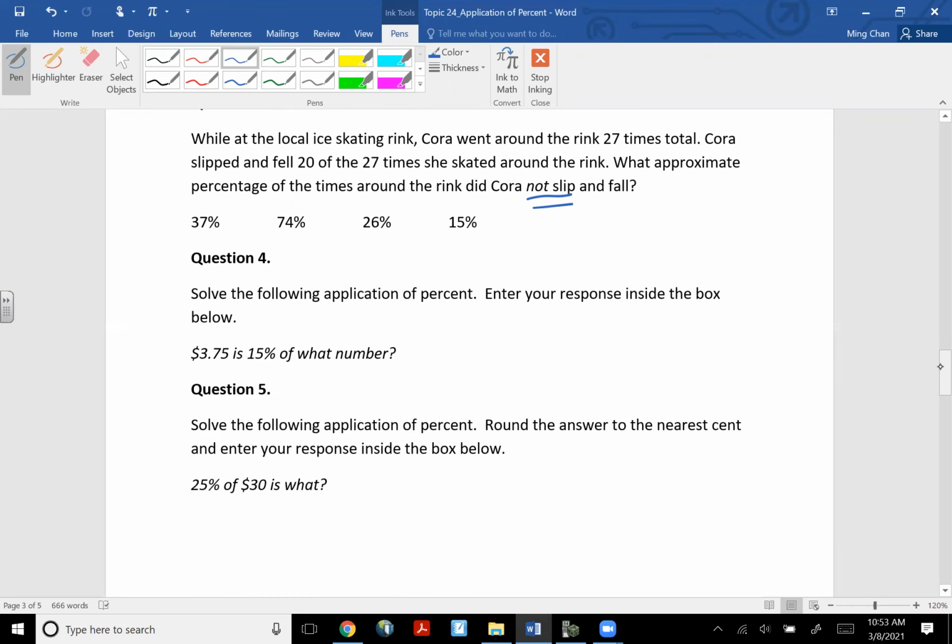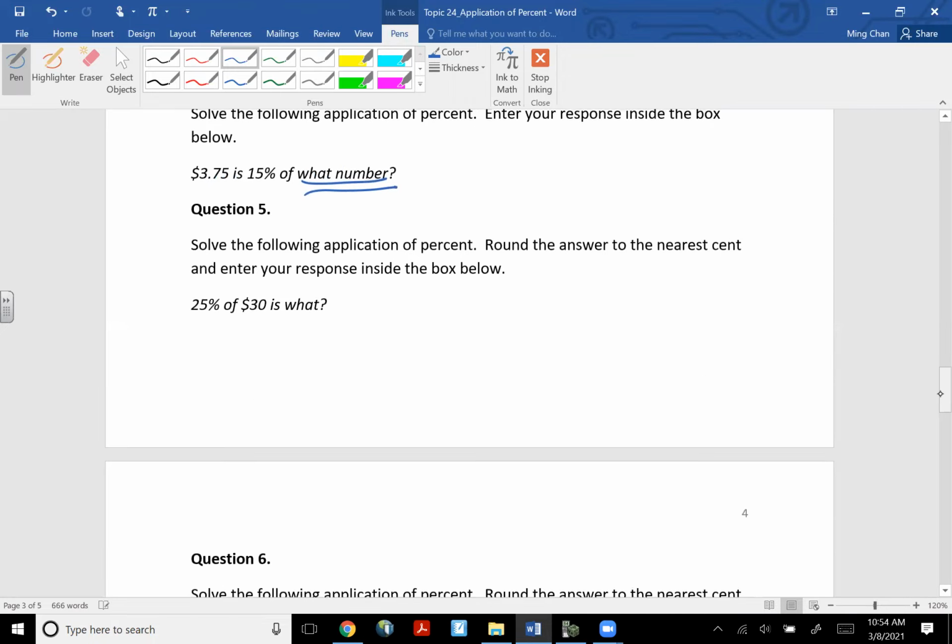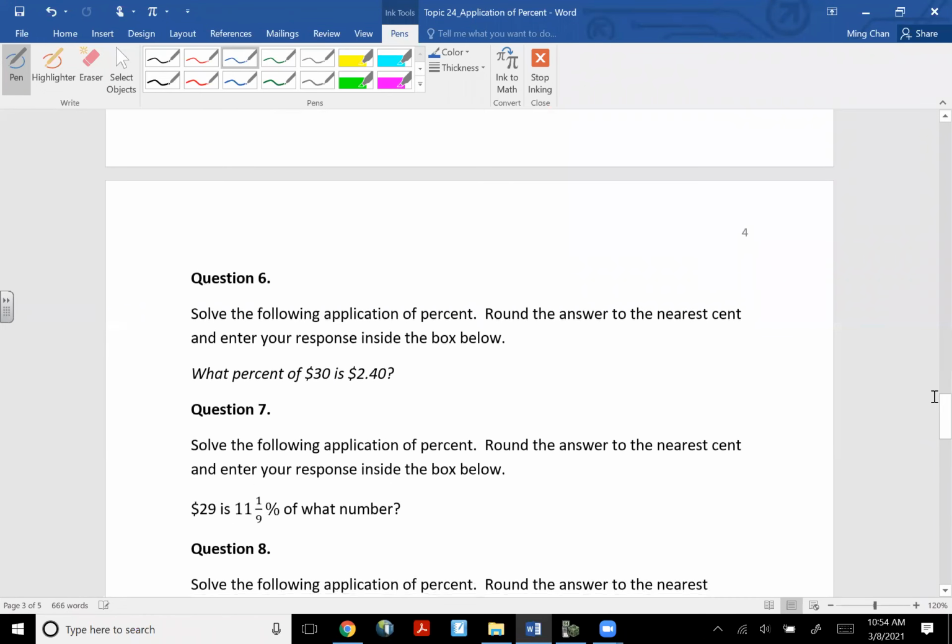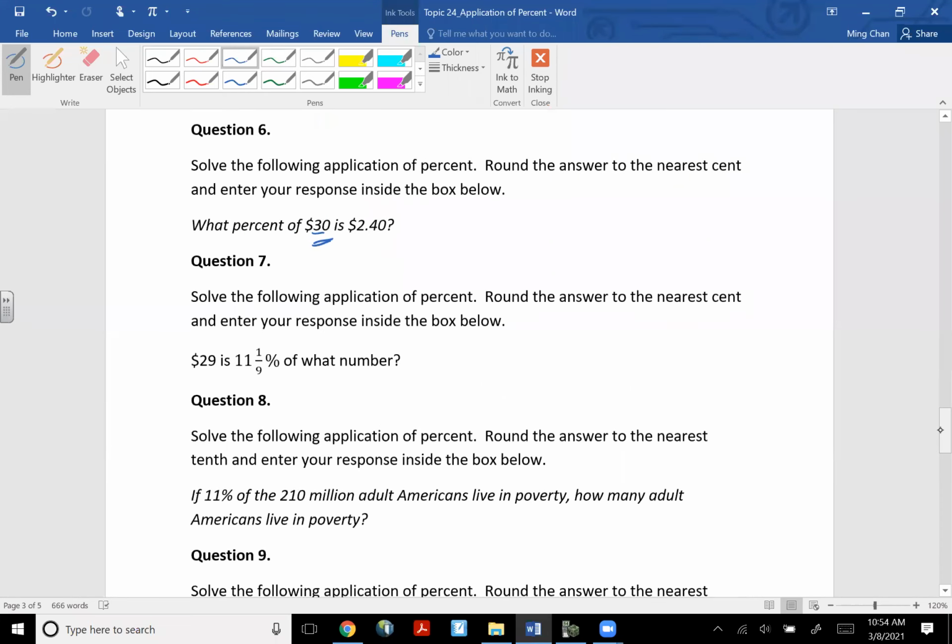All right. $3.75 is 15% of what total? What total, right? So this problem is looking for the whole. So 3.75 has got to be the part. 25% of the total $30 is what? That means the total is 30. So in this problem, you're looking for the part. All right, what percent of the total? This question is looking for percent of the total $30. So $30 is the whole, 240 is going to be the part, so you can find the percent.